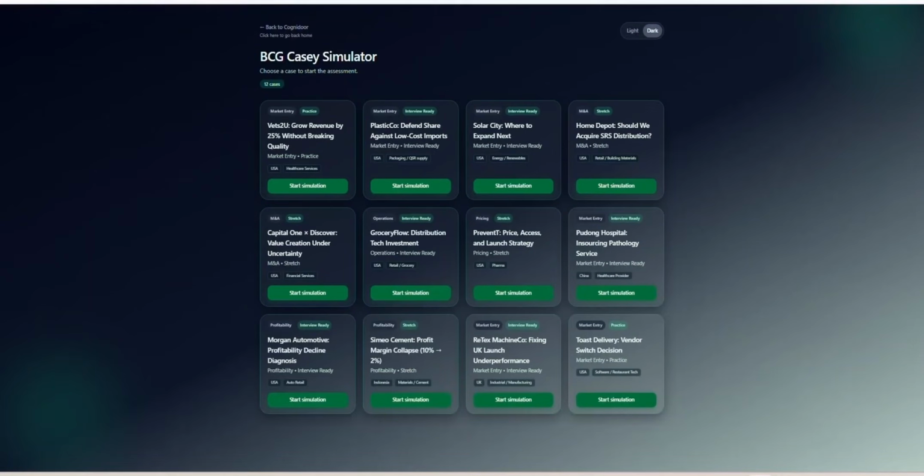If BCG Casey feels strange to you, that's because it sits in a very specific space between a normal case interview and a normal online test. It isn't a free-flowing conversation like a traditional live case, but it also isn't a generic aptitude test where you just click through random logic questions. It's a structured business case assessment.